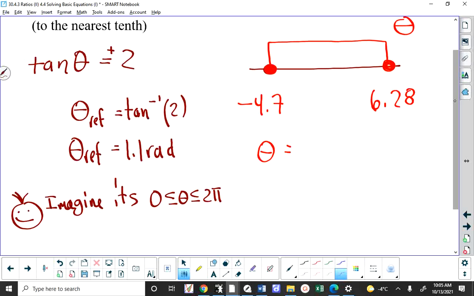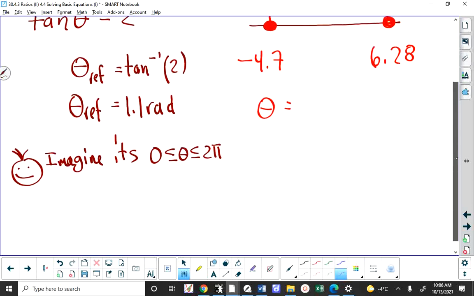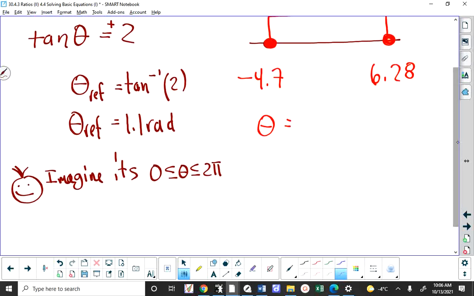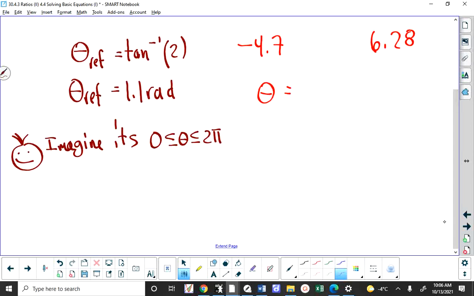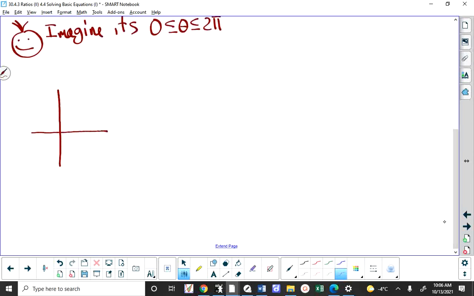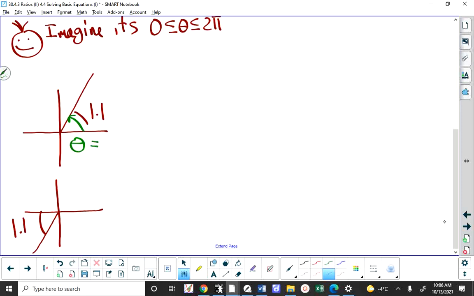Okay. So we'll come back to reality in a second, but let's imagine that this is the reality. What we would have then is 1.1 rads here and 1.1 rads here. And the rotation angles, theta, would be what I am indicating in green.